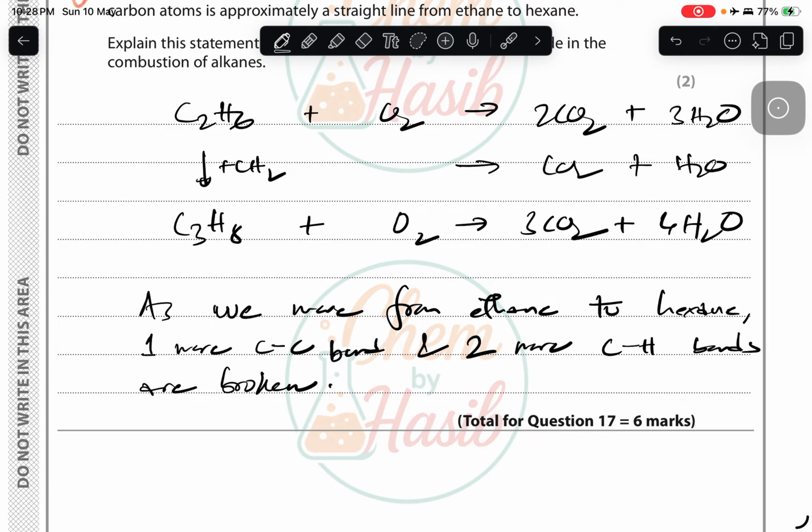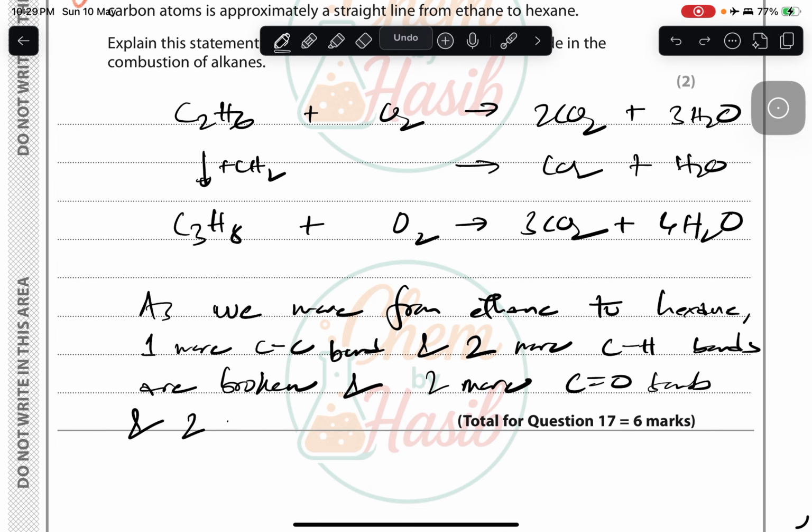And since it produces 1 more carbon dioxide, 2 more carbon-oxygen bonds and 2 more OH bonds are made. Sorry, not broken. These are made.